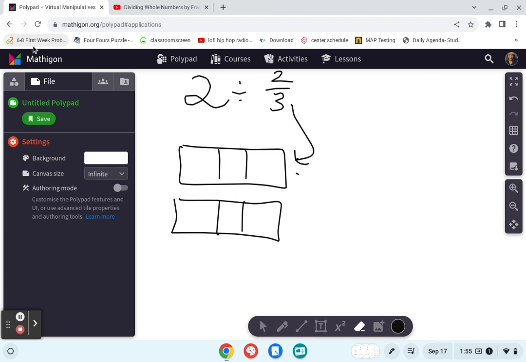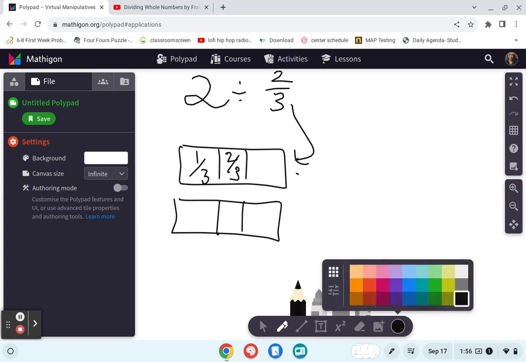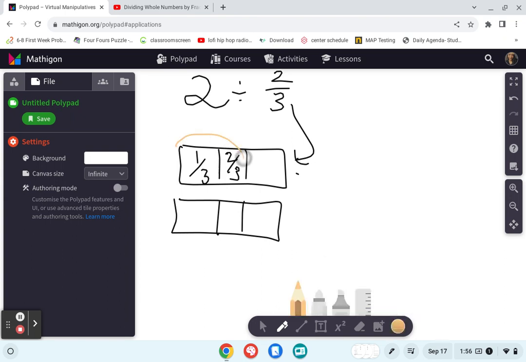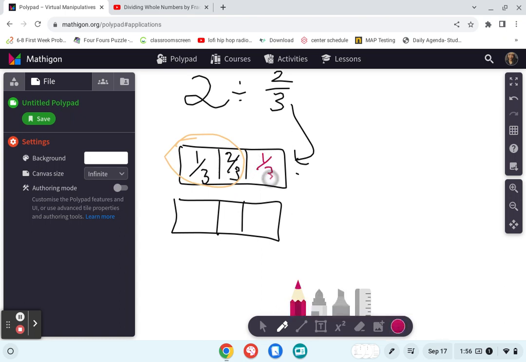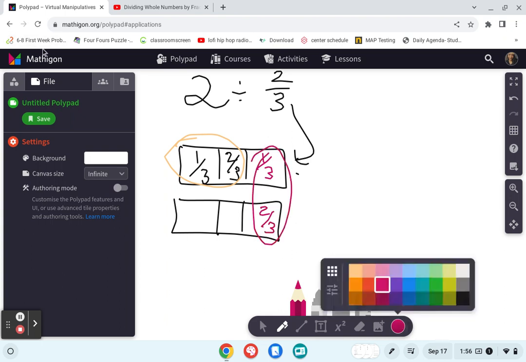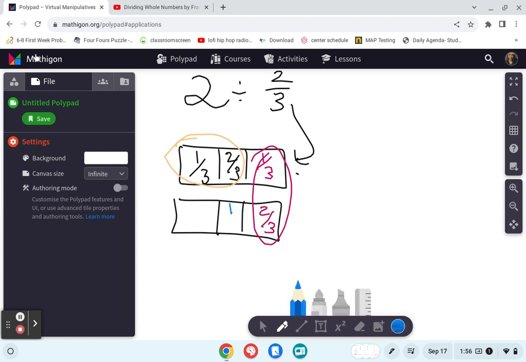I'm looking for 2/3. Okay? 2/3. So let me write that in. I've got 1/3, 2/3. So that is one group of 2/3. Got it? Let's move on. Now I've got another 1/3, and this 1/3 combined makes another 2/3. Excellent. Now I've got another 1/3 and another 1/3.